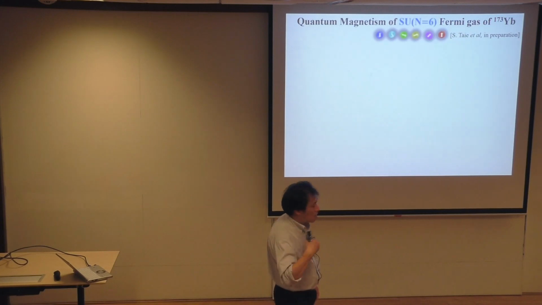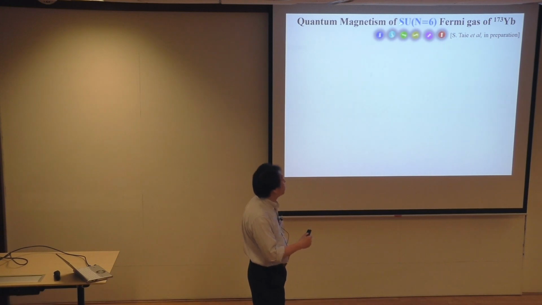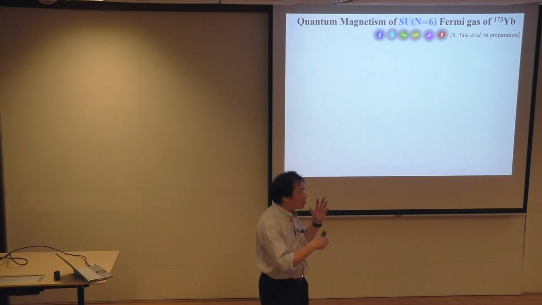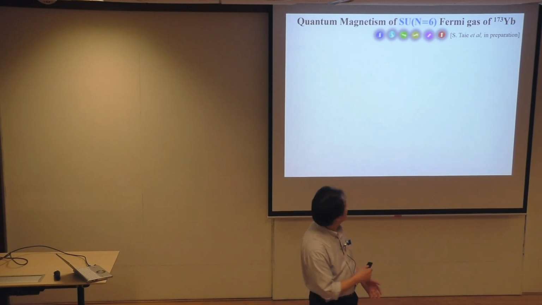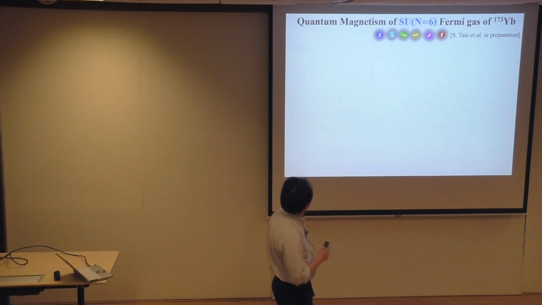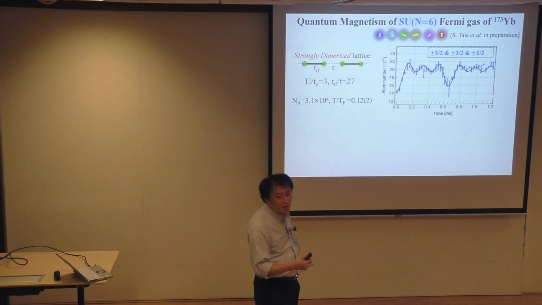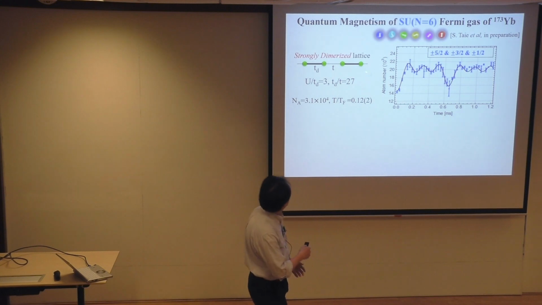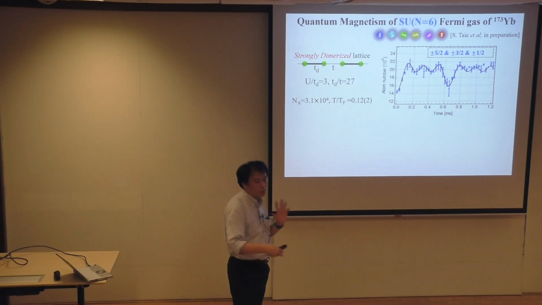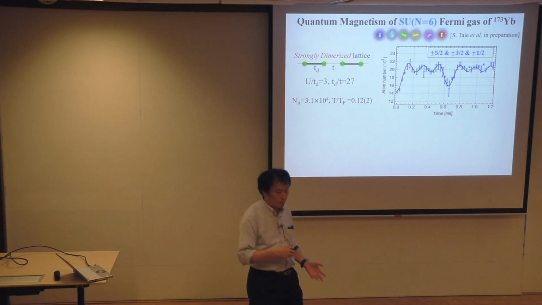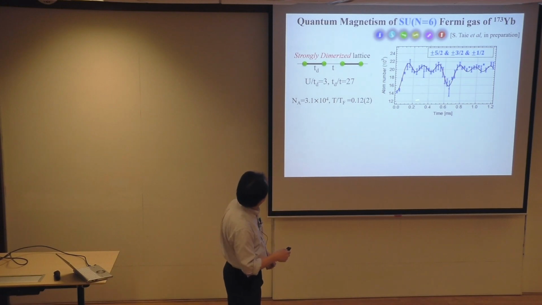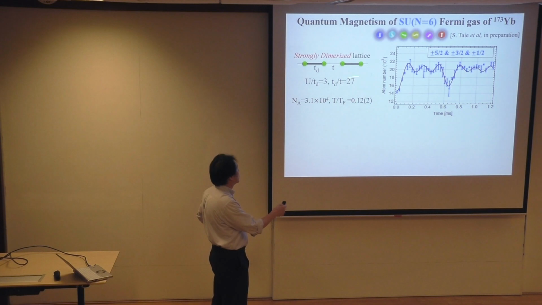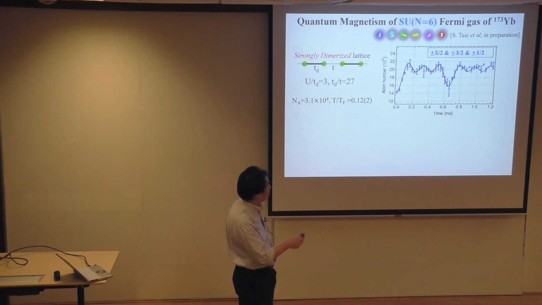We next turn to the study of the quantum magnetism of the SU(6) Fermi gas. The number 6 is the largest achievable in our system using ytterbium-173. And again, the experiment was first done with a strongly dimerized lattice to induce the large spin correlation artificially within the dimer. The temperature is almost 0.1 in this measurement.